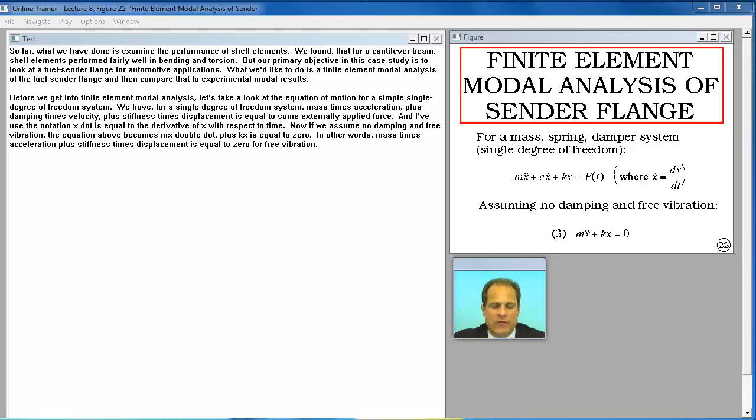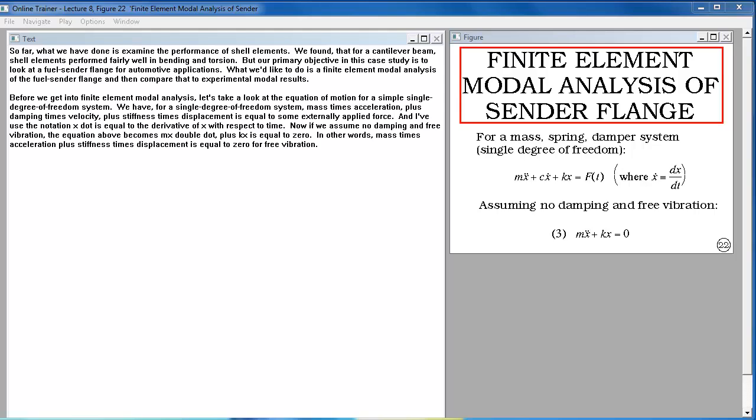So far, what we've done is examine the performance of shell elements. We found that for a cantilever beam, the shell elements perform fairly well in bending and torsion. But our primary objective in this case study is to look at a fuel sender flange for automotive applications. What we'd like to do is a finite element modal analysis of the fuel sender flange and then compare that to experimental modal results.